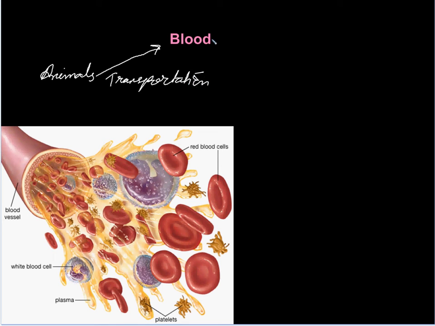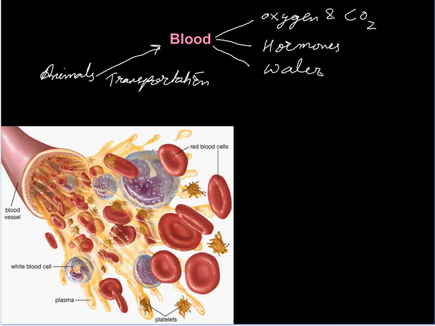transportation is basically carried out by blood. It transports, number one, oxygen and carbon dioxide. It transports hormones. It transports water. It transports digested food to different parts of the body. Now, as blood does all these functions, what exactly is blood?